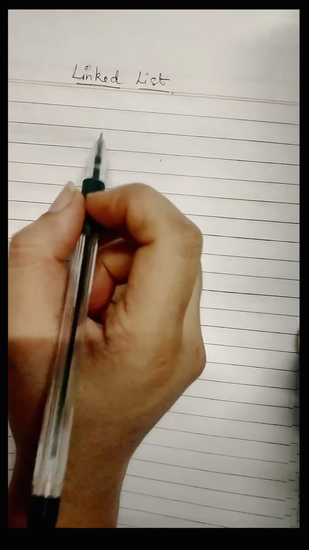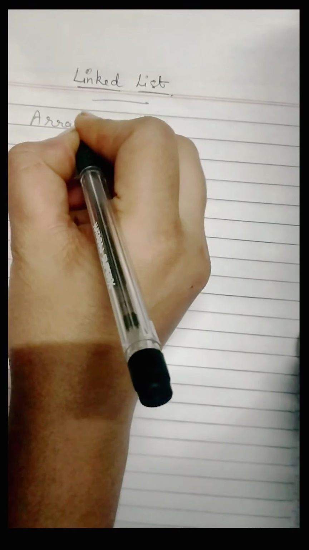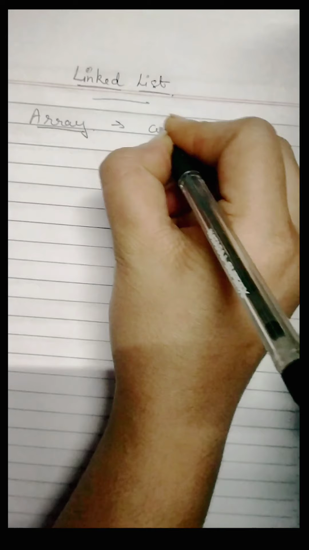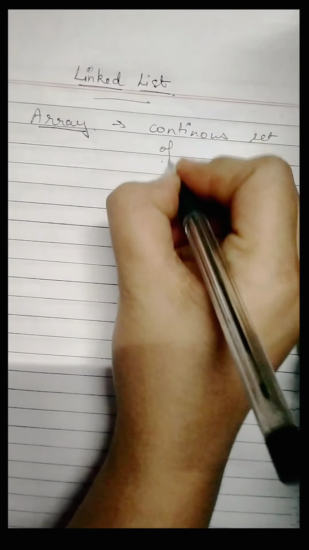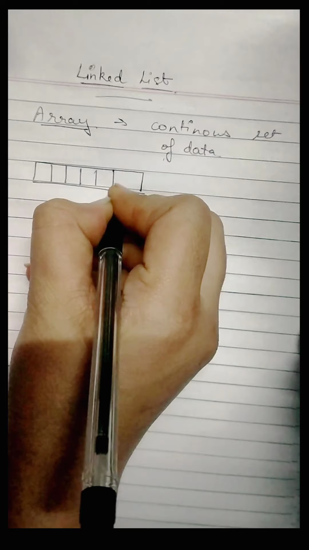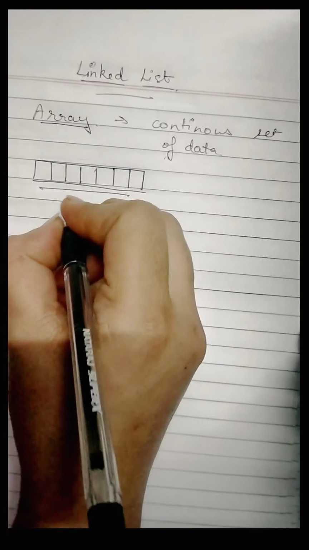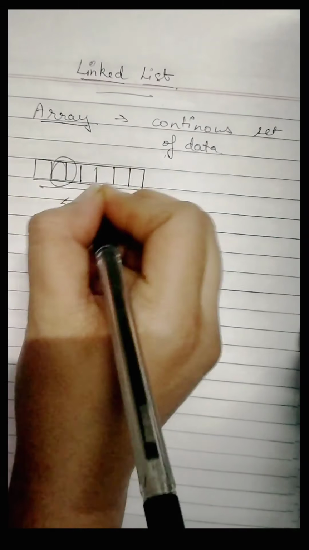Okay class, so today we'll be going to discuss linked lists. What are linked lists? So first of all, before linked lists, you all should know what an array is. What is an array? An array is a continuous set of data. That means whenever I have some memory space, if I'm storing any data in an array, that will be stored in a continuous form. So you won't have any spaces left in between.